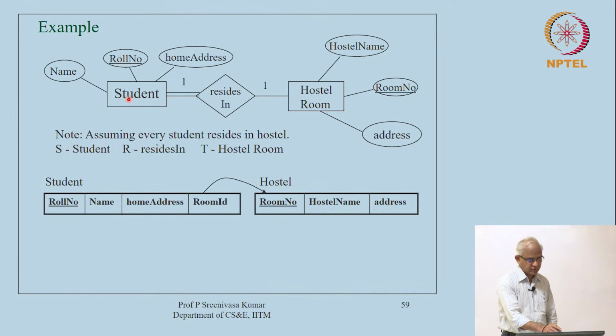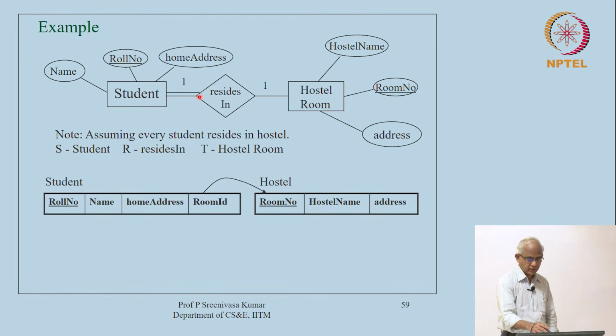So, let us say S is the student, R is that relationship, and T is this one. What we have done here is that student is mapped to the student table, in which case we have roll number, name and home address as the three attributes. Only up to that will be the student entity, and the hostel room will be room number, hostel name, address, because these are the three attributes. Room number is the key, so we will write it here.